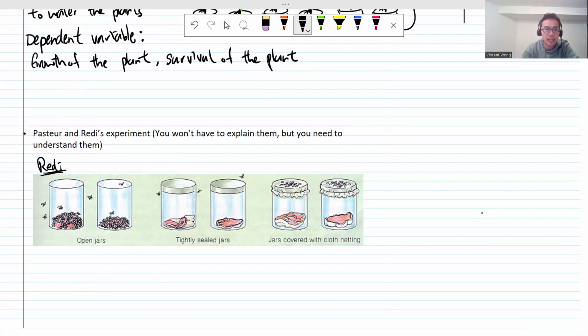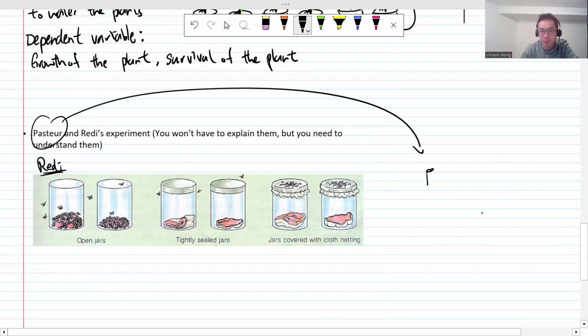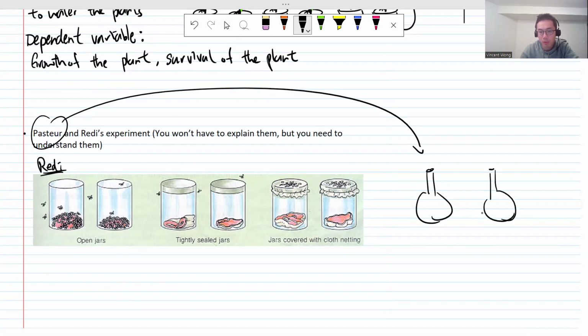Pasteur's experiment is the one with the flask. Remember, there are two kinds of flask: one that has a normal top, and the other had the swan neck.